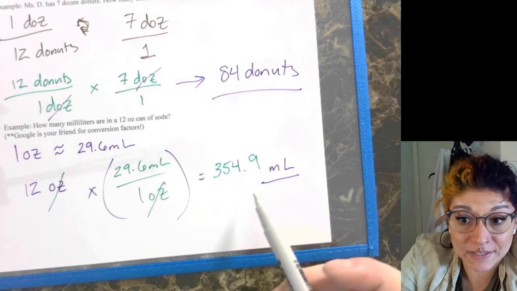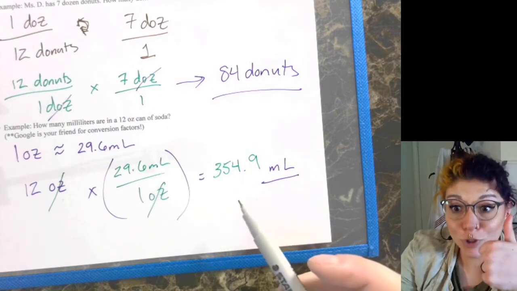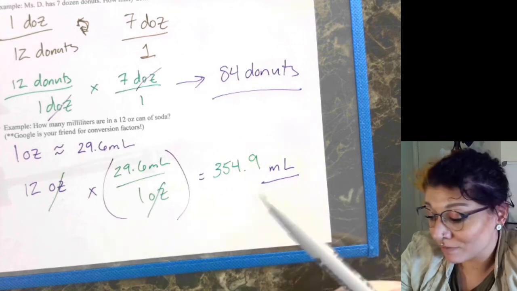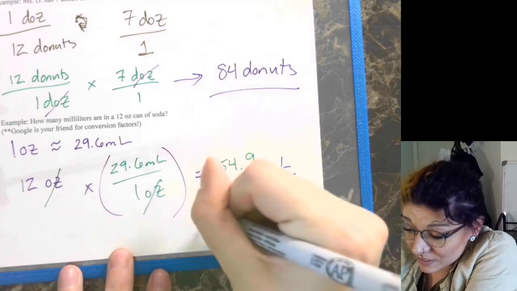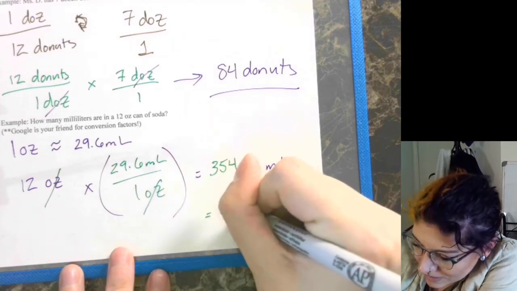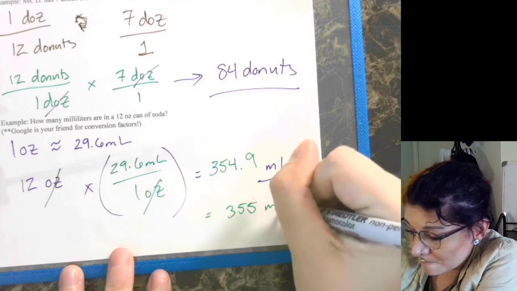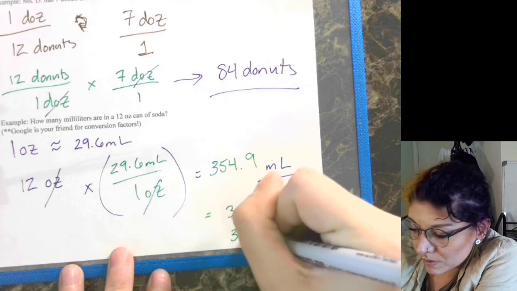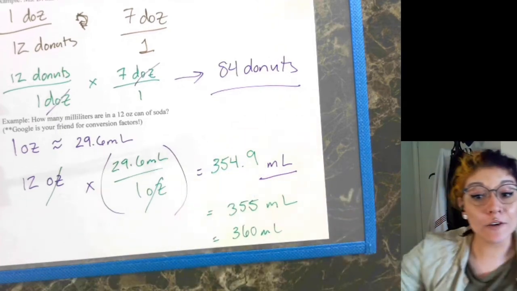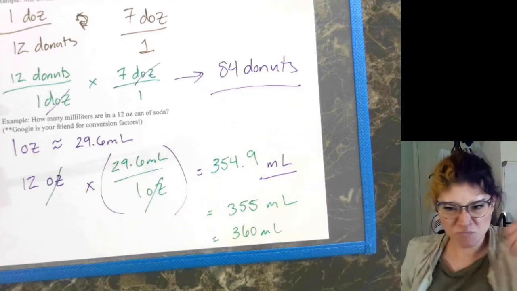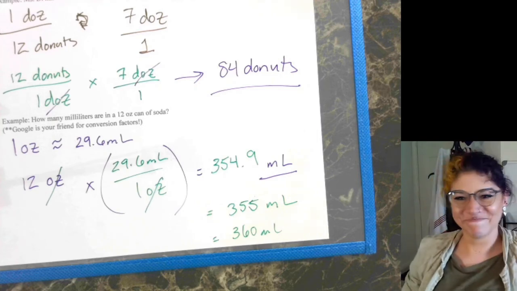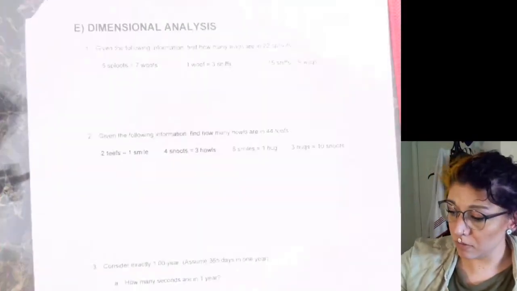If you gave me this answer on a sheet of paper, cool. If you gave this to me and then the next line you said, but rounded, that's approximately 355 mils, or you said 360 mils, and I could follow your train of thought, you're good. You're good there. All right.